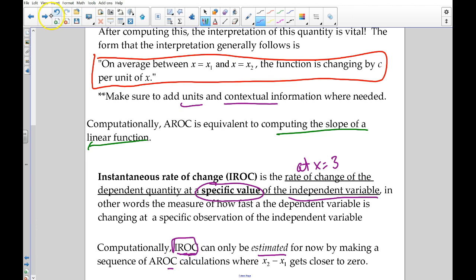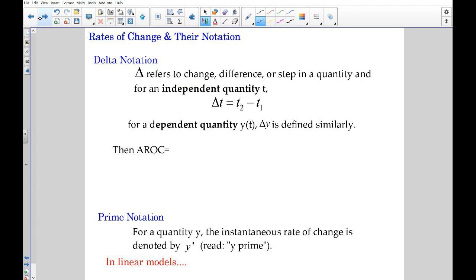Some notation that typically follows with all this is delta notation and prime notation. Delta notation: a capital delta in the Greek alphabet is a triangle.